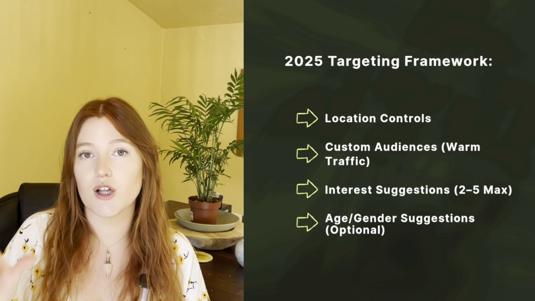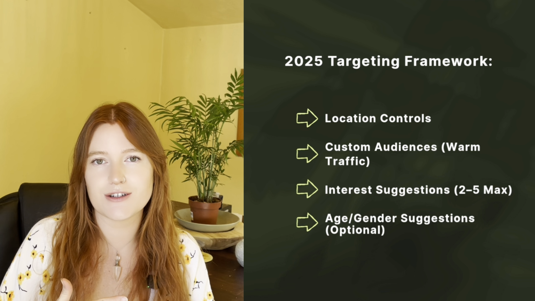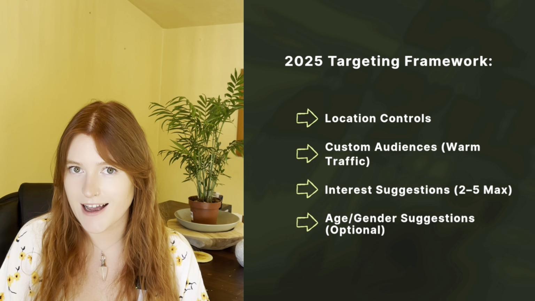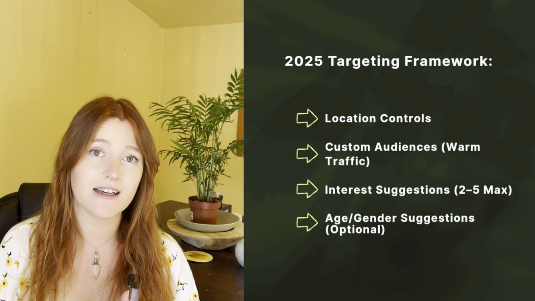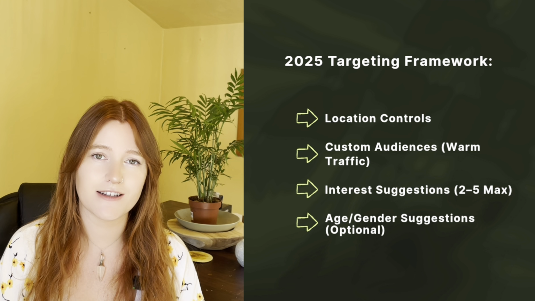Second of all, custom audiences. This goes in inclusions. Pull in warm traffic, so site visitors, email lists, engagers, video views, etc. Meta loves this data because it can help guide the algorithm without suffocating it.